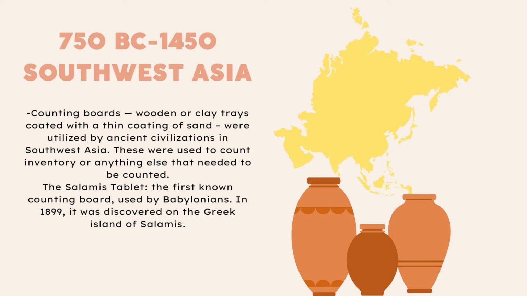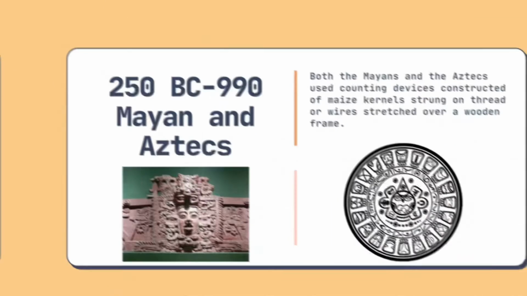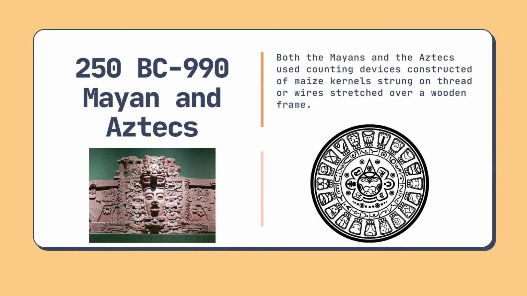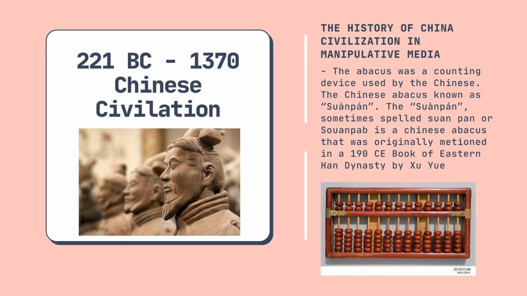The Salamis tablet, the first known counting board, used by Babylonians, was discovered in 1899 on the Greek island of Salamis. The earliest abacus, based on a counting board, was invented by the ancient Romans. This was made of beans or stones that move in sand grooves or on tables made of wood, stone, or metal.